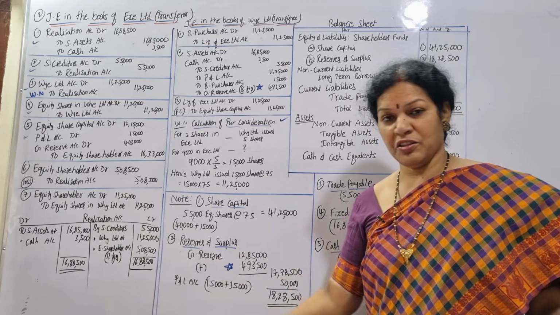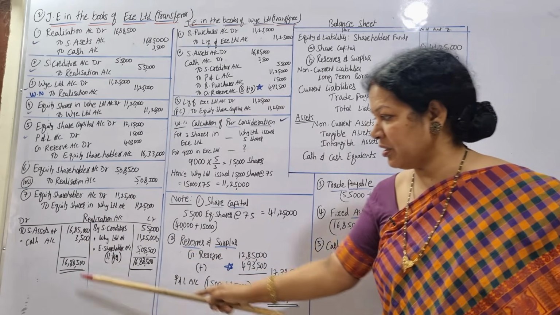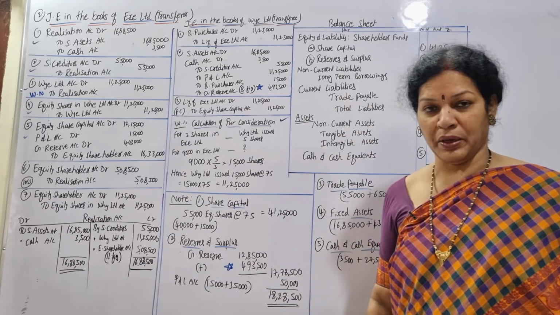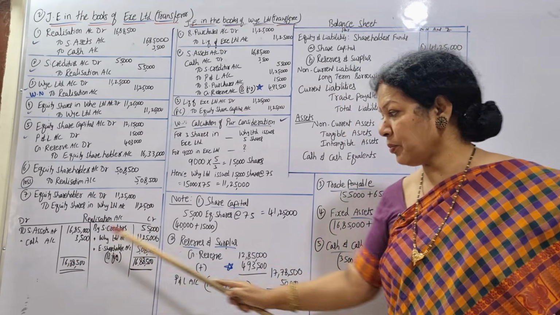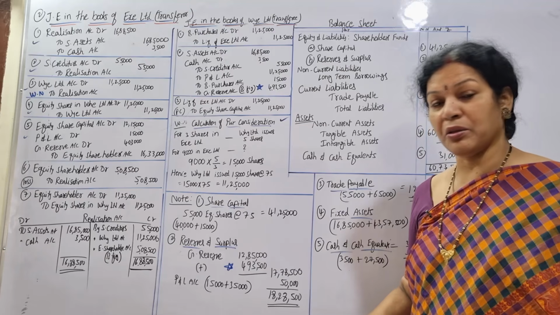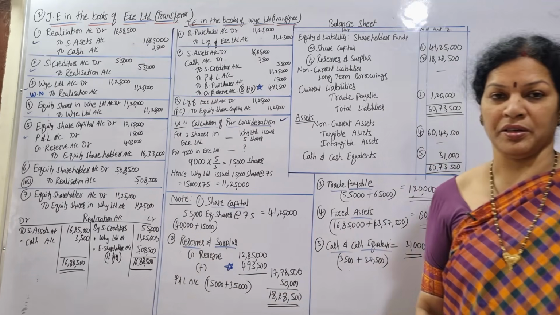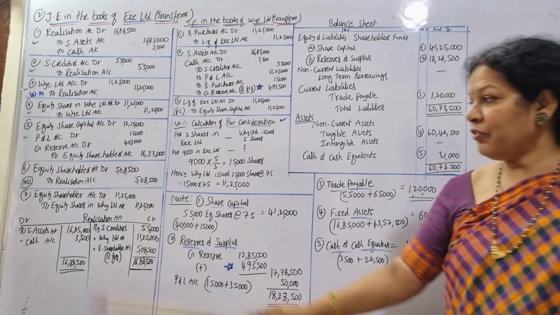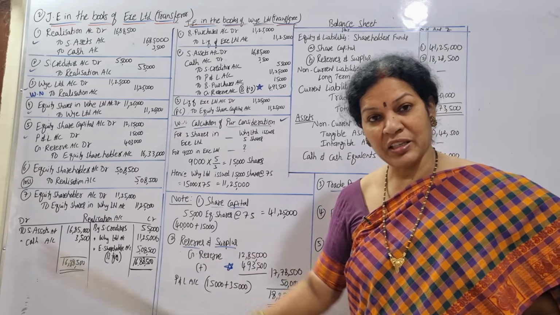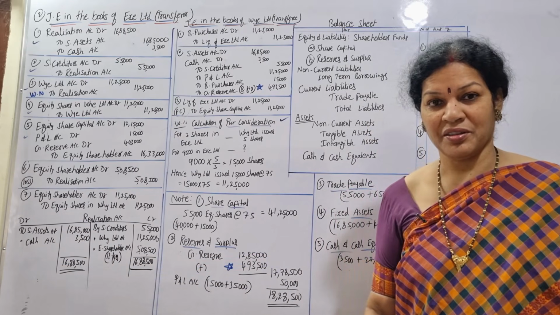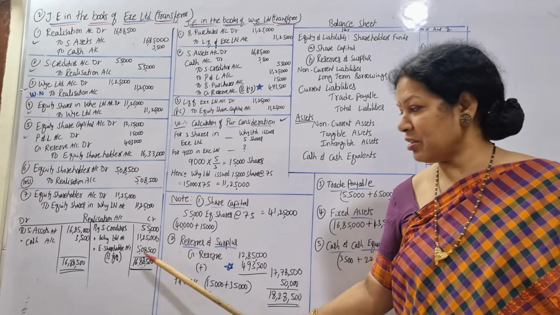If you see the realization account, the debit side is more. Debit side it is coming to 16,88,500, minus these two amounts, 55,000 and 11,25,000. It comes to 5,08,500. If the balancing amount comes on the debit side, it means it's a profit. If it is coming on the credit side, it means it is a loss. How much?